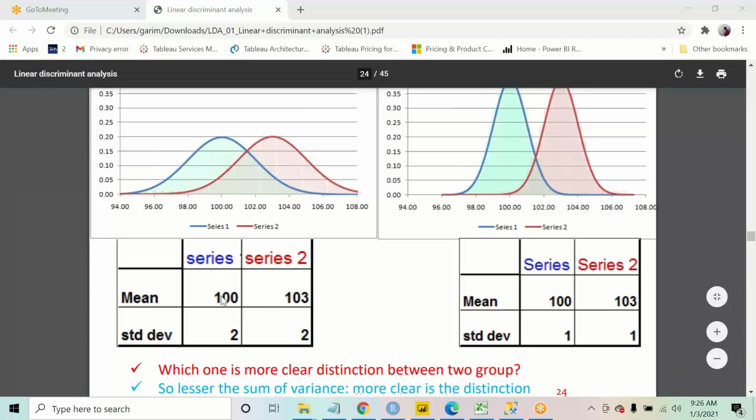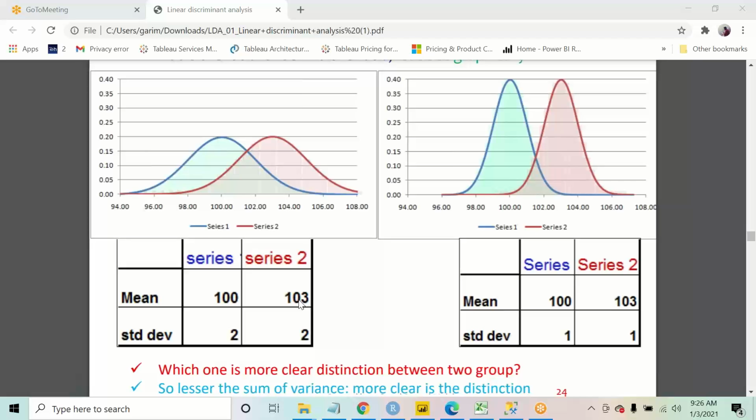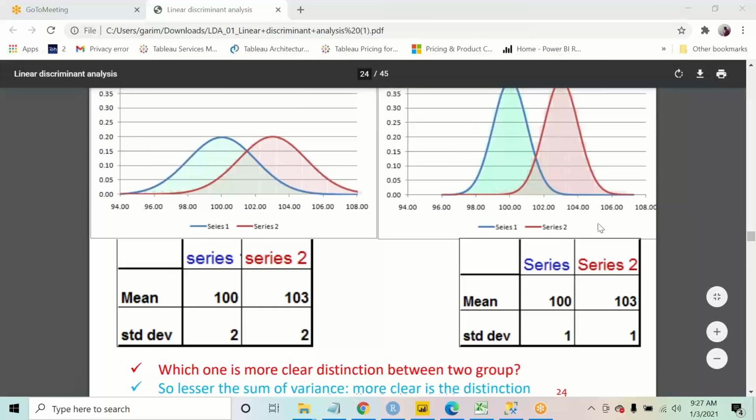So if you will try to find this over here, right? M1 minus M2. So if you just put it in the formula, 100 minus 103, that is 3. 3 raised to the power 2, 9. 9 divided by this V1 plus V2, right? 9 divided by 4 plus 4, 9 divided by 8. And over here, this is 9 divided by 2, right? So Fisher's ratio will be higher in this second case.